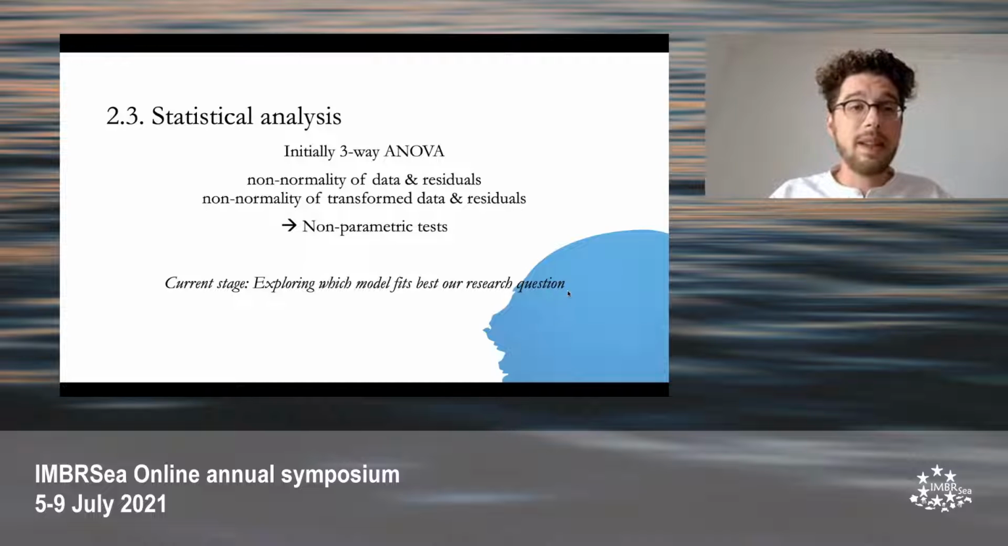For our statistical analysis, we initially wanted to go with a 3-way ANOVA, having the species types, seagrass, seaweeds, the nutrients, and the type of uptake, surge uptake, or internally controlled phase. However, due to non-normality of our data and residuals, even after we transformed them, for the purpose of this presentation, we went with non-parametric tests. And I'd like to mention at the current stage, we're still exploring which model fits best our research question.